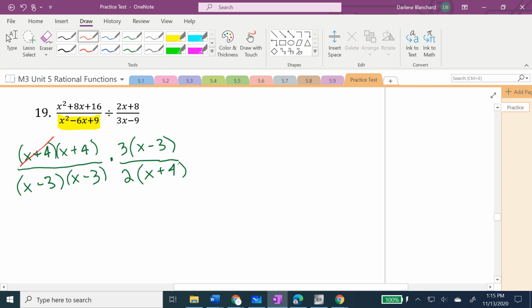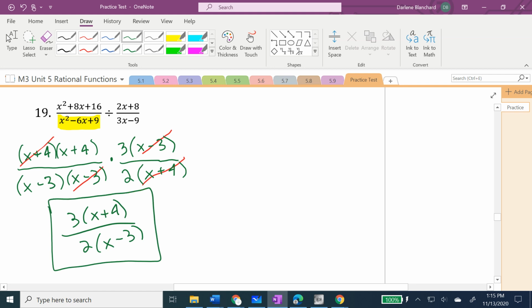Let's see if this is what you got. So I can cancel anything in a numerator with anything in a denominator when I'm multiplying. Everything's multiply. Then I get that cancellation, and I think that is what you said. I have left over a 3 and a parentheses x plus 4, and a 2 and a parentheses x minus 3. That is what you said, right? That's what I thought. Good job.